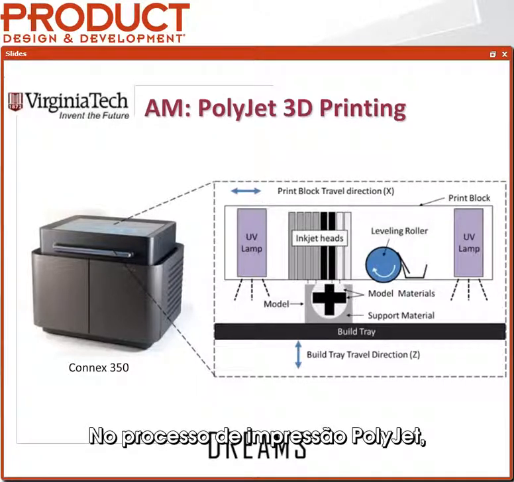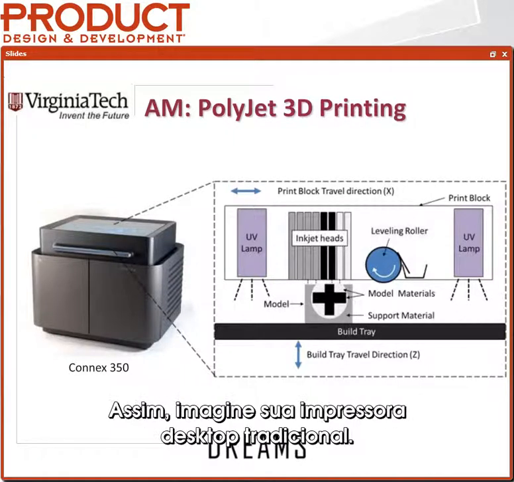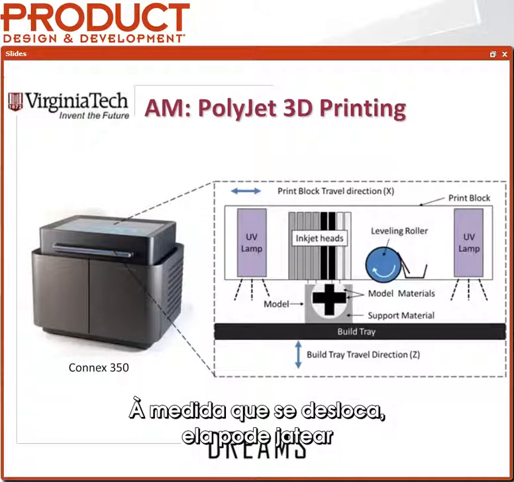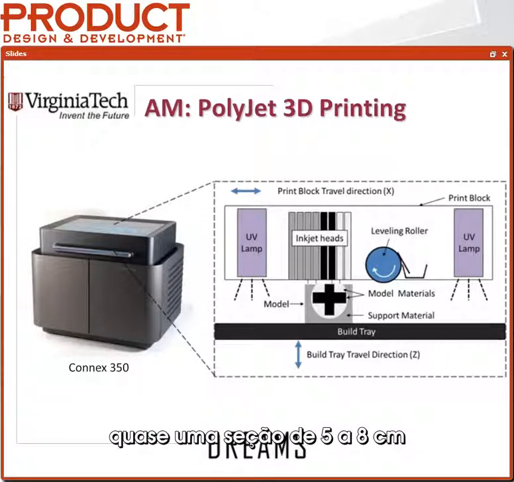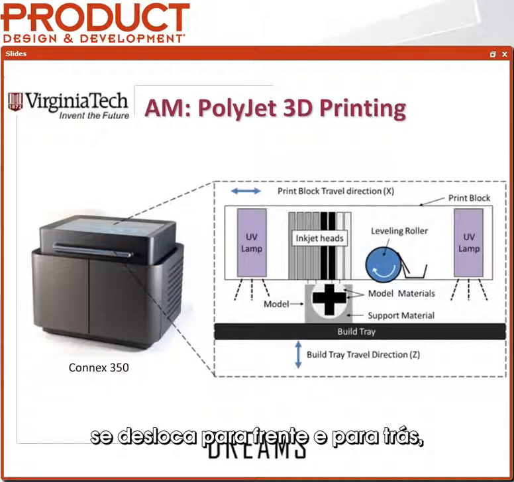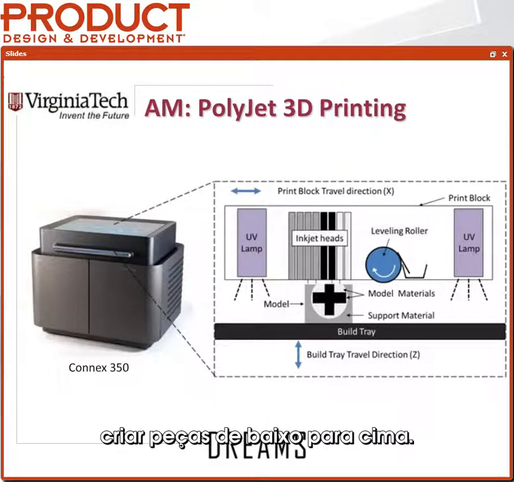In the PolyJet printing process, they actually have inkjet print heads. So imagine your 2D desktop printer. Instead of printing ink, it's now printing this photopolymer resin. As it passes, it can jet about a 2 to 3 inch section of each layer at a time, so it's a very fast process. As that printhead passes back and forth, the mounted UV lamps cure or solidify that jetted resin. So again, layer by layer, you can create parts from the bottom up.